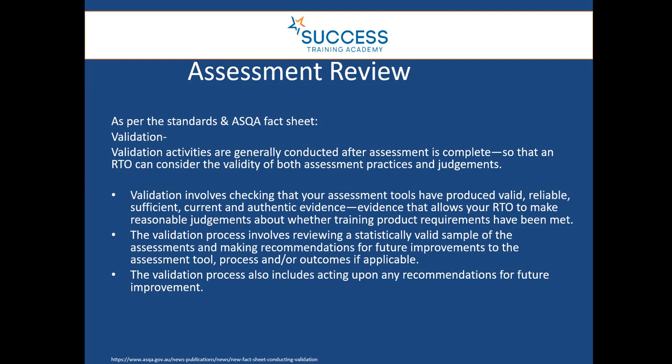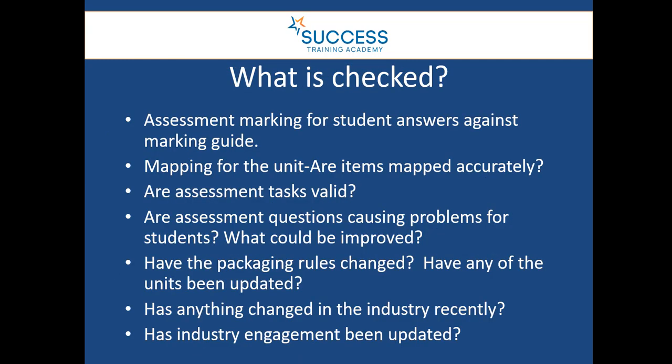All right. The validation process must also include acting upon any recommendations for future improvement. So it's very important to identify things that need to be changed, but also more important than that, it's critically important to actually make the changes. Okay. So what is checked? Well, in a validation, they check assessment marking for student answers against the marking guide. They check the mapping, okay? Are items mapped accurately? Are assessment tasks valid? Okay? Are assessment questions causing problems for any students? What could be improved? Have the packaging rules changed?